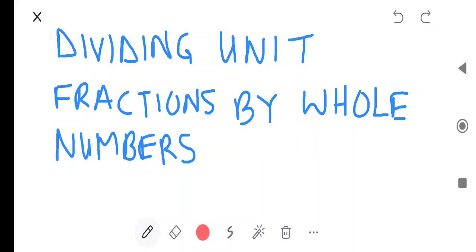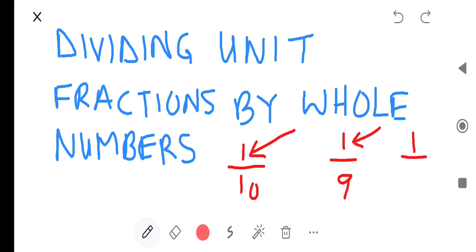Today we are going to learn how to divide unit fractions by whole numbers. A unit fraction is a fraction whose numerator is 1. For instance, 1 over 10 is a unit fraction because the numerator is 1. 1 over 9 is a unit fraction because the numerator is 1. 1 over 5 is a unit fraction because the numerator is 1.